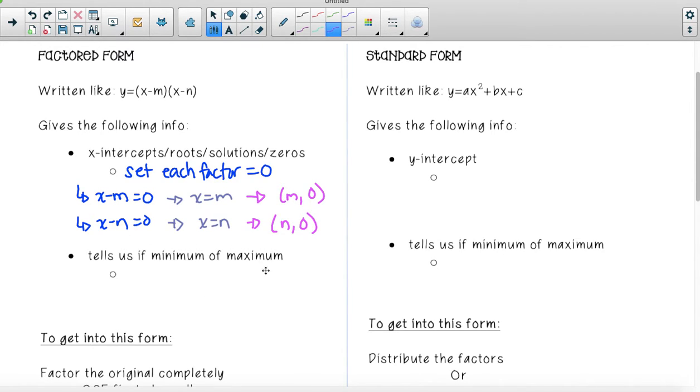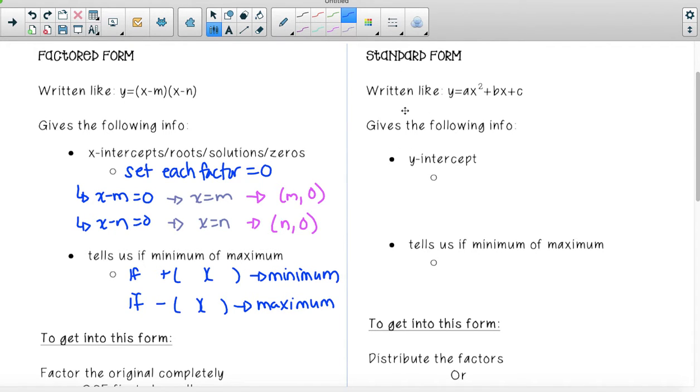Then the same thing happens for the minimum or maximum: we look at our a value, the value in front. If we have a positive in front of our factors, this tells us it is a minimum, because the graph will open up. If we have a negative multiplied to our two factors, we have a maximum, because the graph will open down. That's what the positive and the negative do: the positive makes the graph open up, and the negative makes the graph open down.